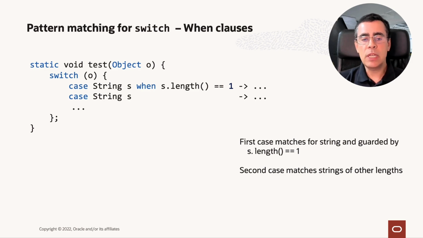The when clause can use any pattern variables declared by the pattern in the case label. In earlier previews of pattern matching, rather than when, we used the short circuit AND operator, that's the double ampersand. But that became confusing if the expression used Boolean operators. So in this preview, this was changed to use the when keyword.